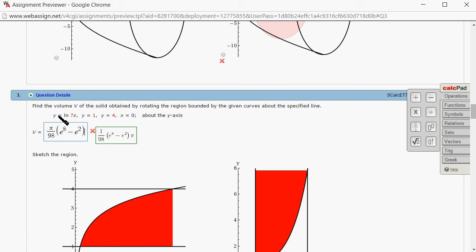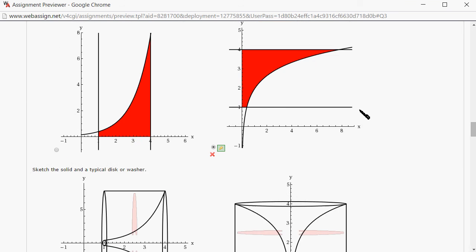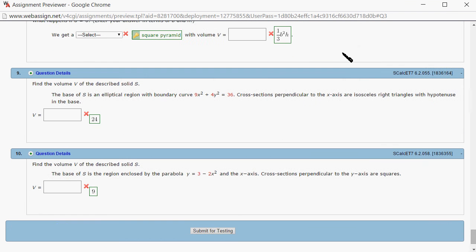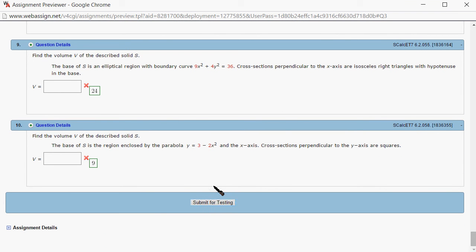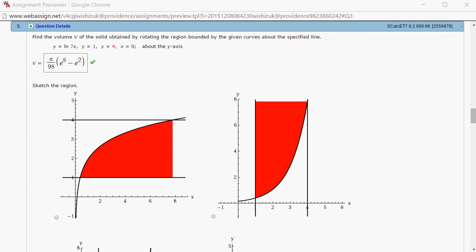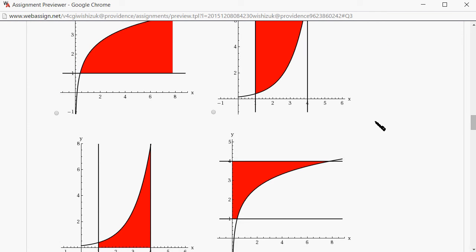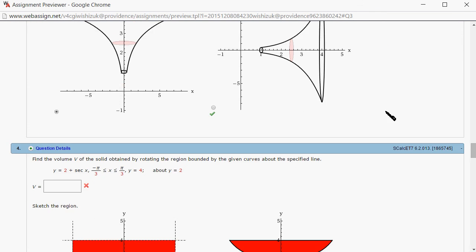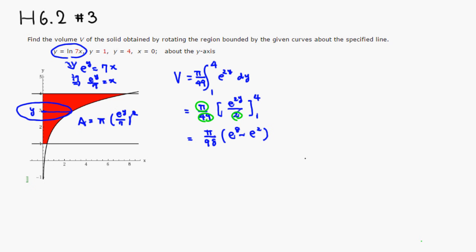That's that. Let's double check. Submit for testing. It came back and looks like we got all of these correct. That's it. I hope that this was clear.